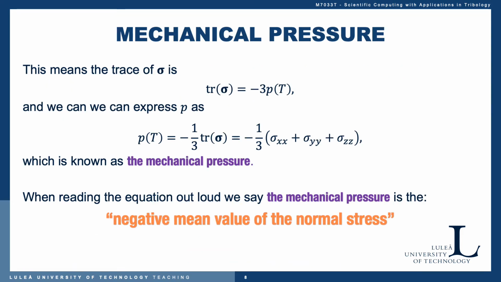Now the pressure that is involved in the classical compressible Navier-Stokes equation is a thermodynamic pressure. But in the case when we have an incompressible fluid, we can start to talk about mechanical pressure. And mechanical pressure is given by the trace of the stress tensor. It means that we can express the mechanical pressure as 1/3 of the trace of the stress tensor, meaning that it's the negative mean value of the normal stress.